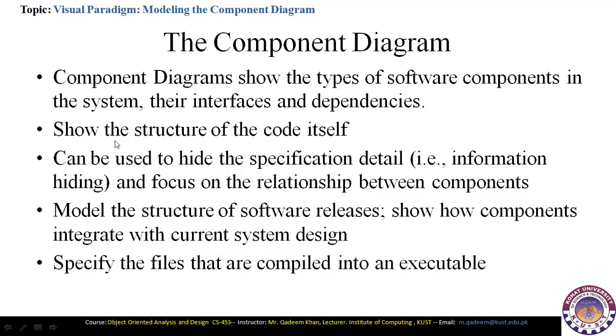Now component diagram shows the structure of the code itself, meaning how we will organize the code in the software products, how many files will be there which have the codes of the project. It can be used to hide the specification details. Specification details means that all the details from the customers or the user will be hidden here.